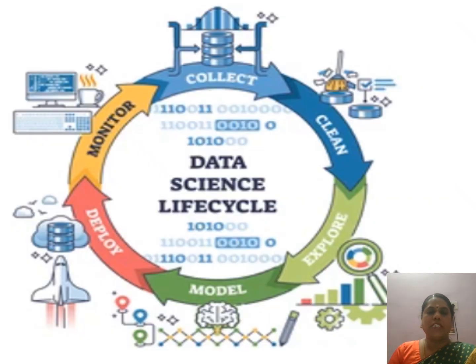In the data science process life cycle, first we have to collect the data from various resources. After collecting, we have to clean the data. After cleaning, we have to explore the data into visual representation. Based on the analysis, we have to build the model. After building the model, we have to deploy the model for customer usage. After that, we have to monitor and update the changes.